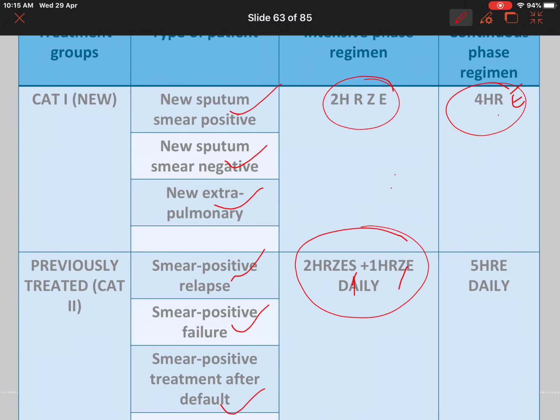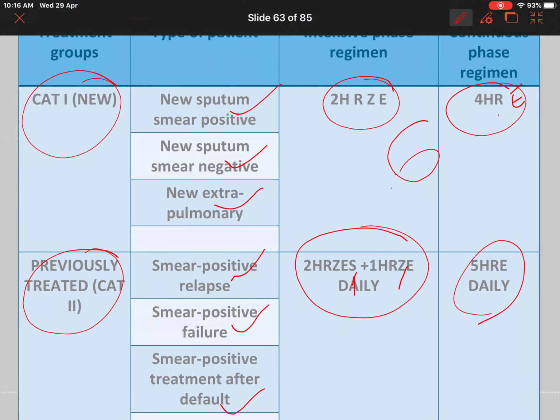In the first 2 months we give HRZE and streptomycin, whereas in the next month, the third month, we give HRZE. So totally the intensive phase for a drug sensitive category 2, or previously treated patient, is going to be 3 months of therapy. In the continuation phase, we give it for 5 months. So the total treatment for previously treated, that is category 2, is 8 months. For a new case, it is 6 months. For a previously treated, it is 8 months.